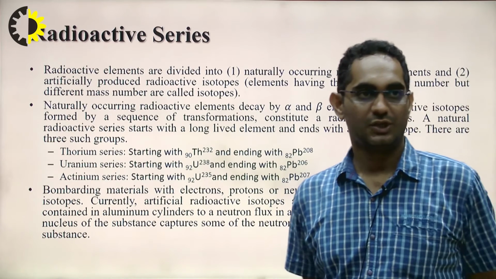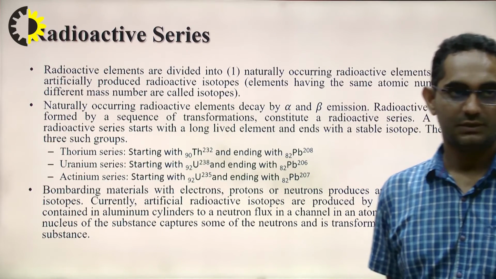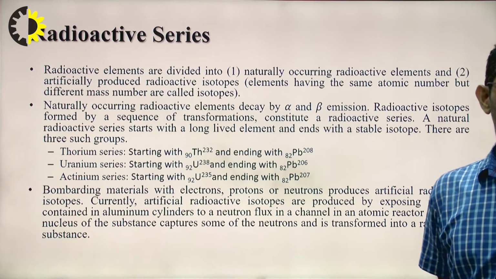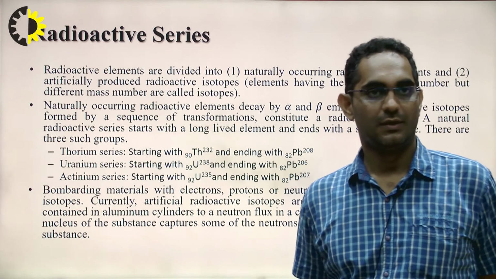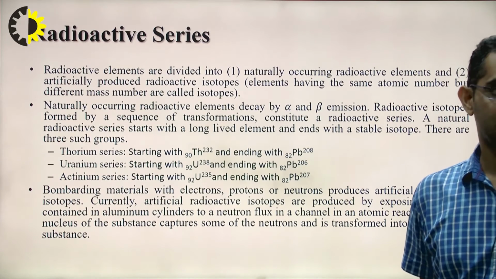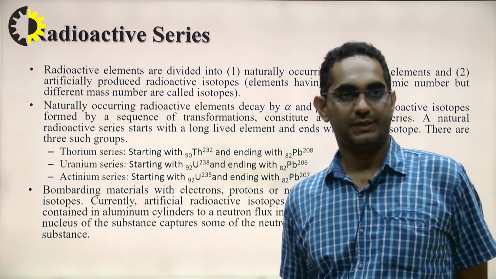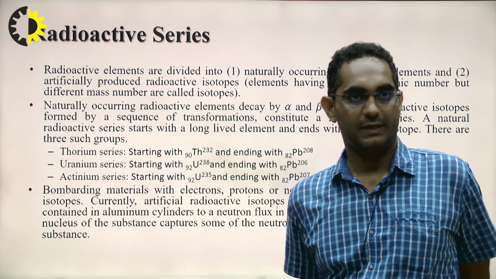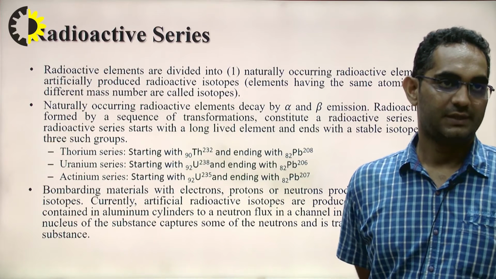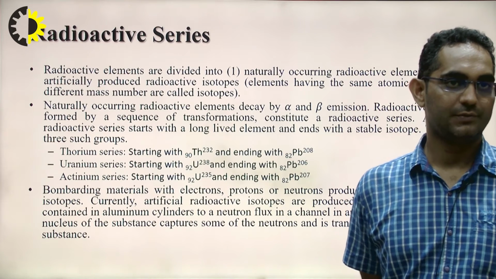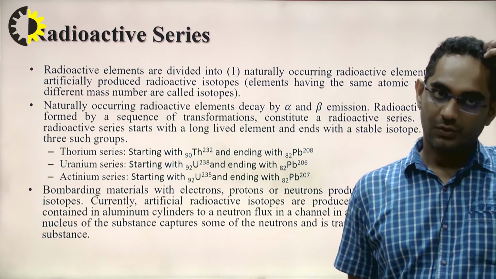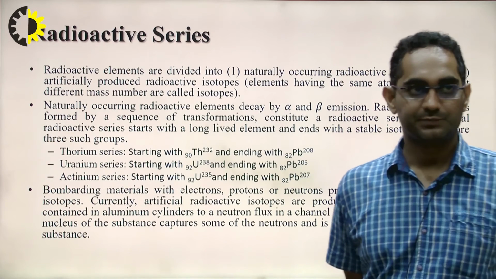There are 3 such groups. The thorium series starts with Th-232 (90) and ends with Pb-208 (82). Then the uranium series starts with uranium-238 (92) and ends with Pb-206 (82). Then the actinium series starts with uranium-235 (92) and ends with Pb-207 (82).